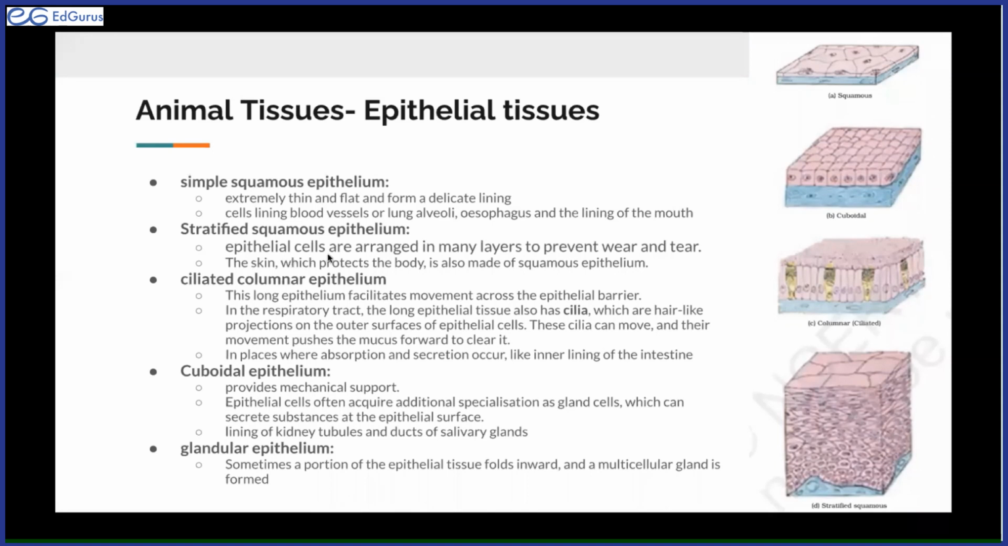This happens when epithelial cells are arranged in many different layers. So a single thin layer provides minimal protection, right, because it's very thin. But when there are multiple different layers of epithelial tissue, then there will be more protection, right. So when there are many layers of epithelial tissue, there will be extra protection. Now this type of epithelial tissue is called stratified squamous epithelium. You can see here, this is the stratified squamous epithelium. In this there are multiple different layers of tissue. Therefore there is a very, very thick protection provided by this type of epithelial tissue.